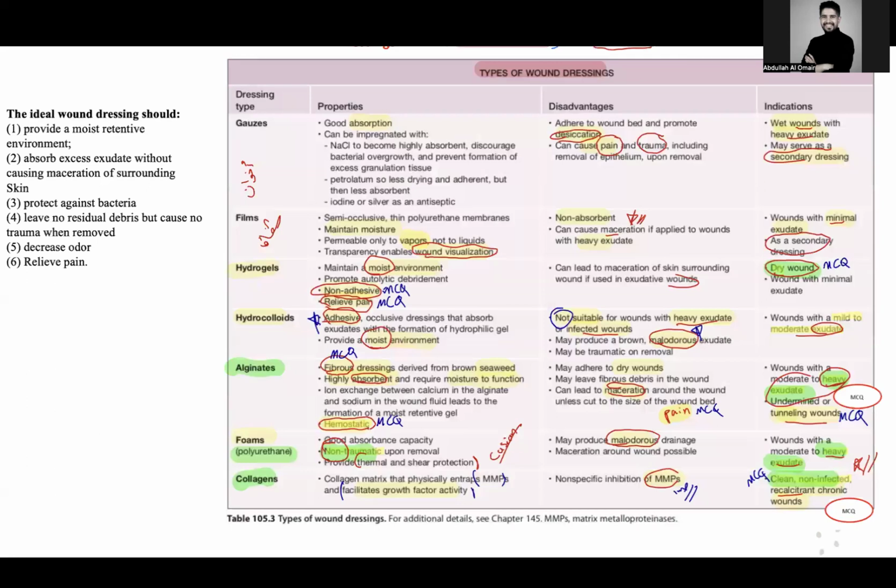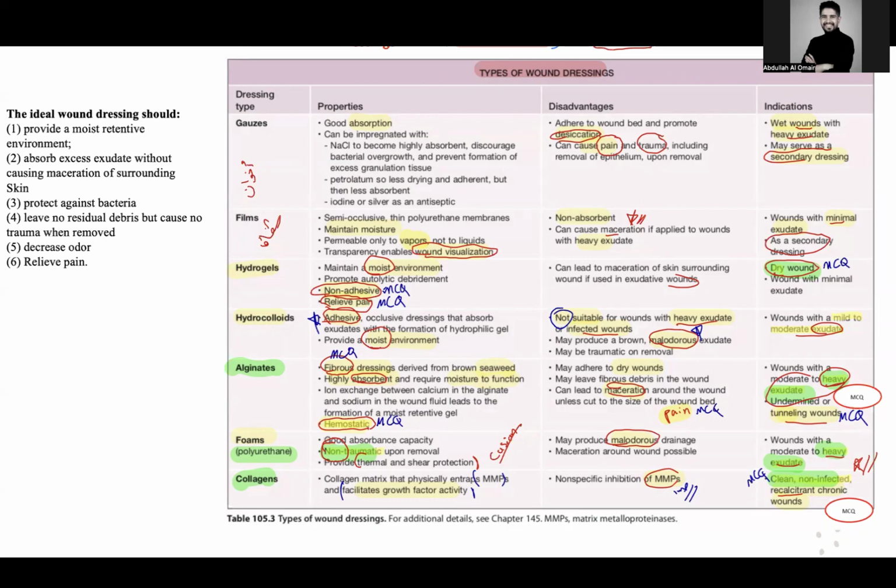For dressing, there's a lot to say, it's a very huge table, but for me there are certain points. Any dressing appropriate for any type of ulcer should provide a moist environment unless it's an infected ulcer, absorb the exudative part of the ulcer itself, treat underlying maceration, protect against any infection, relieve the pain, and decrease the odor. Two points of dressing here.